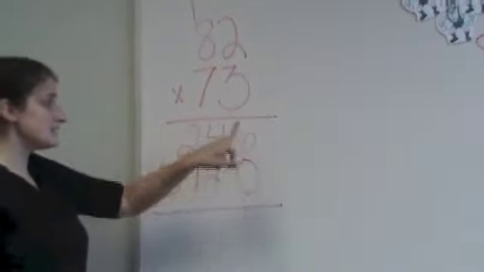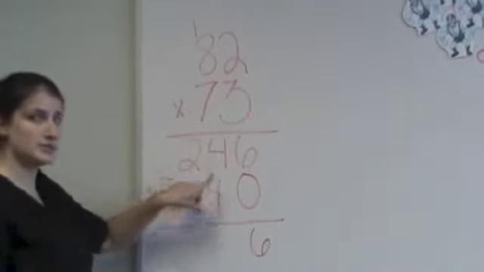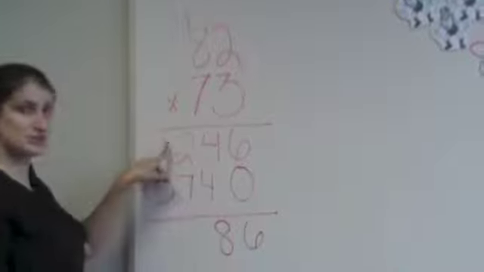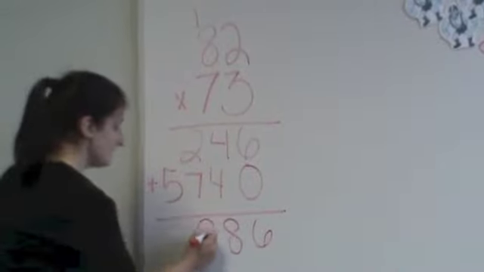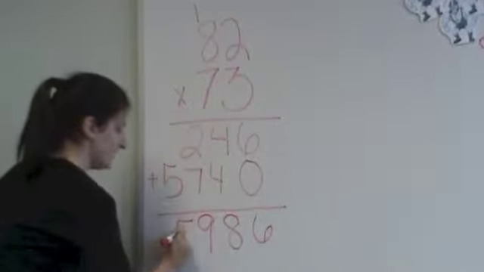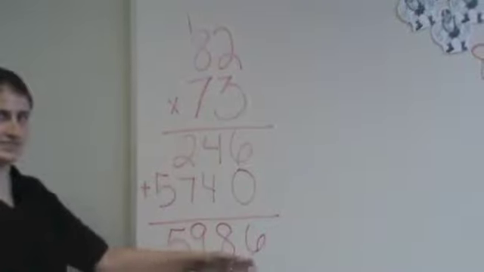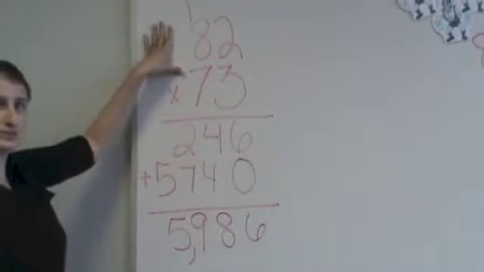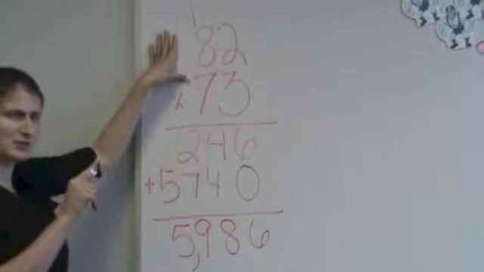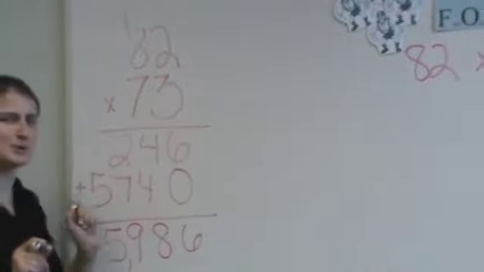So 6 plus 0 is 6. 4 plus 4 equals 8. 7 plus 2 is 9. And finally, our 5 plus nothing is 5. So our final product will equal 5,986. This is our traditional multiplication problem that you'll learn in your classroom right now. But if you follow me over here just for a second, I'm going to show you a little bit different way to tweak it, and we'll break it down.